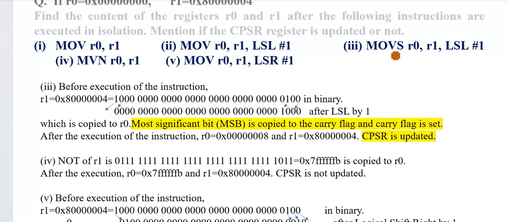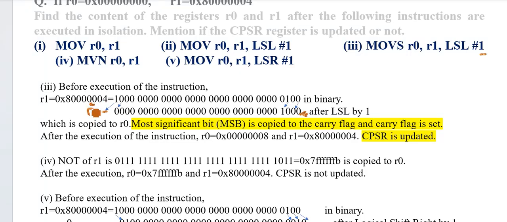Let me go to this once again, the third. Same problem, only this one. Once again, logically shift left by how many times? Logically shift left by one time. That means zeros are appended on the LSB side, and the MSB 1 will go off, and this will go to the carry.